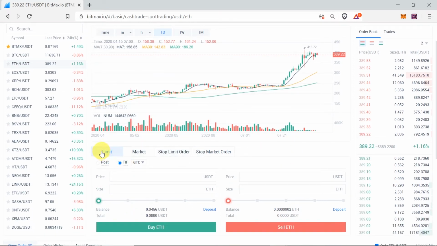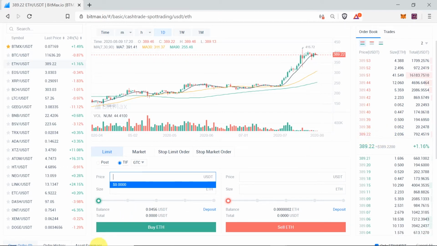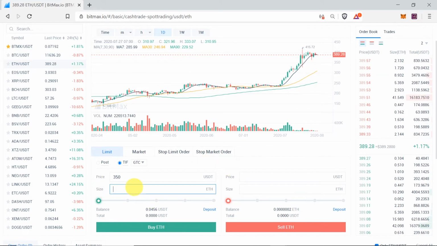Let's start with limit order. Limit order is very simple. Let's say the current price is 389, and let's say we want to buy Ethereum when the price drops down to $350. So over here in the price, we would type $350. Then over here, we would type how much Ethereum we want to buy. So let's say I want to buy 1 Ethereum when the price drops to $350.